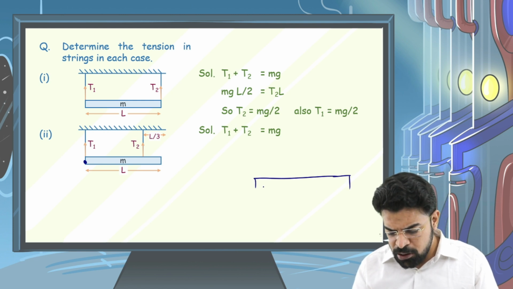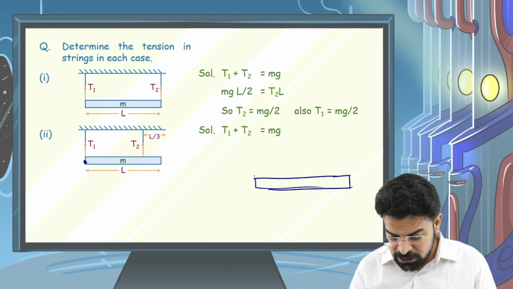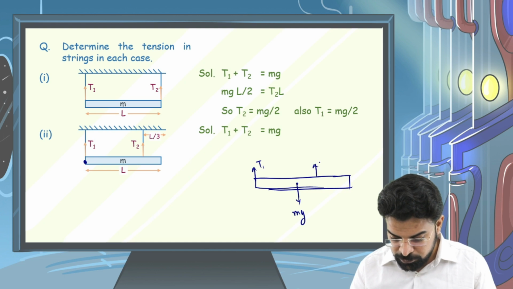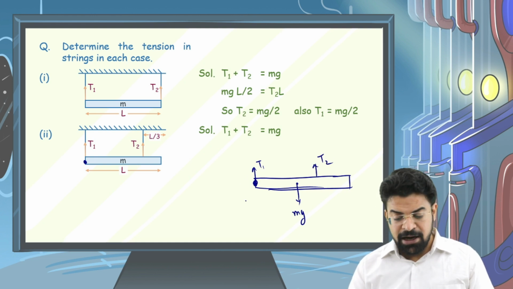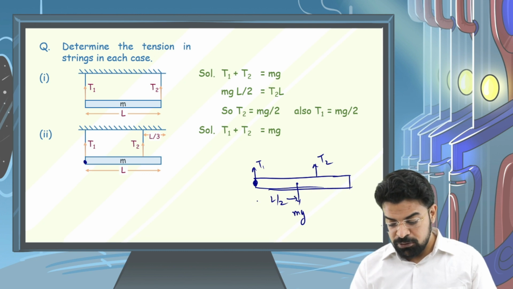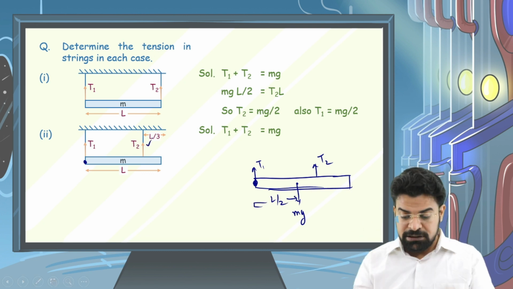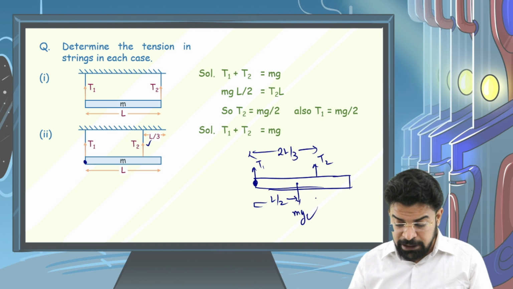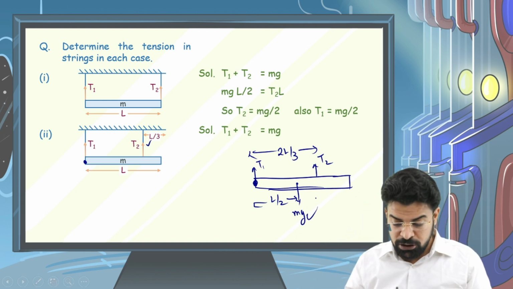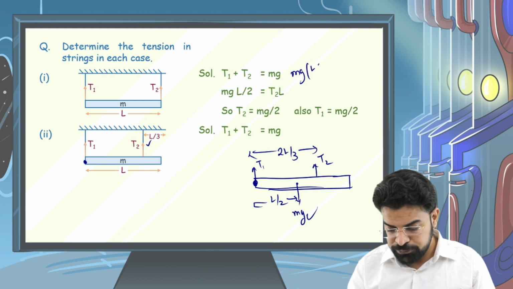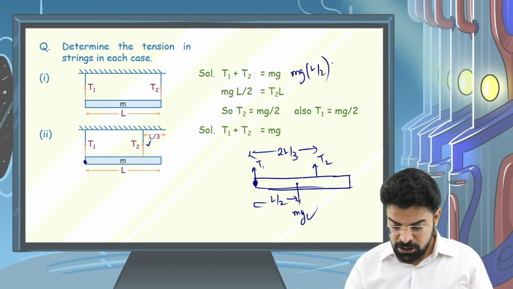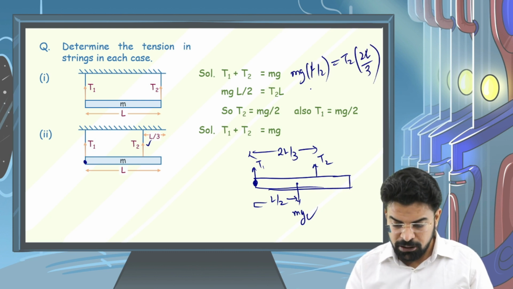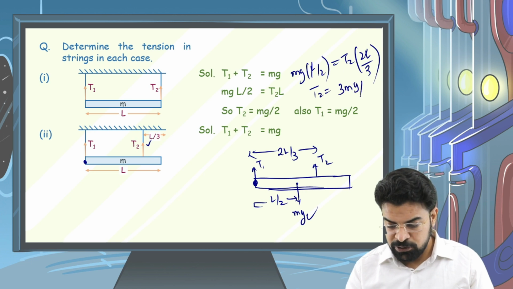So do not think of the strings. Just focus on the forces acting on this rod. So there is T1, there is mg, and there is T2. The force T1 acts at the end. The force of mg acts at distance L by 2. And the force T2 acts at a distance 2L by 3. The clockwise torque due to the weight has to be equal to the counterclockwise torque due to T2. So you will say mg into L by 2 equals T2 into 2L by 3. So cancelling out L and L, you will get T2 equals 3mg by 4.